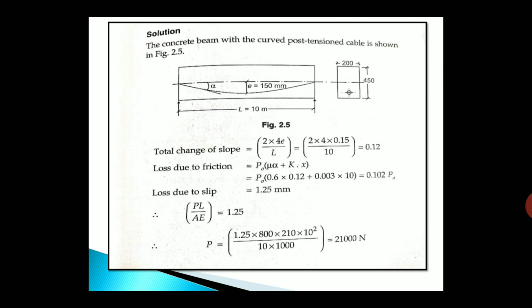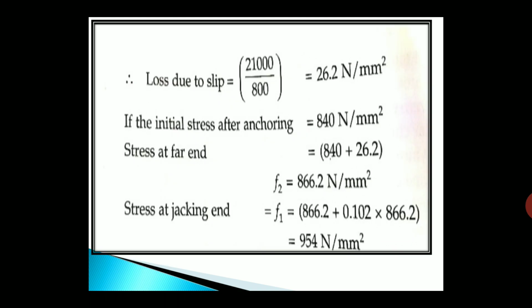Here 800 is the area, and 210 is the value of Es. Therefore, loss due to slip is 21,000 divided by area, which is 800, which is equal to 26.2 Newton per mm square. So be careful here, 800 is the area of steel which we have taken into consideration, which is the given data.